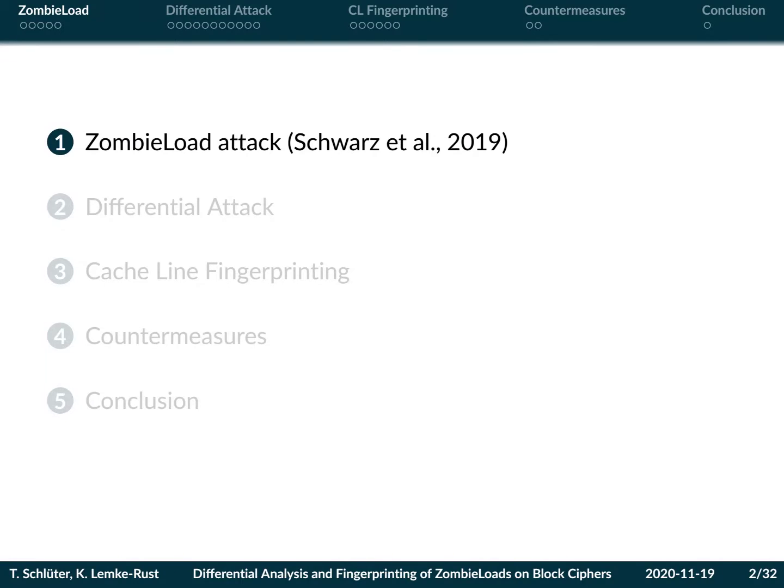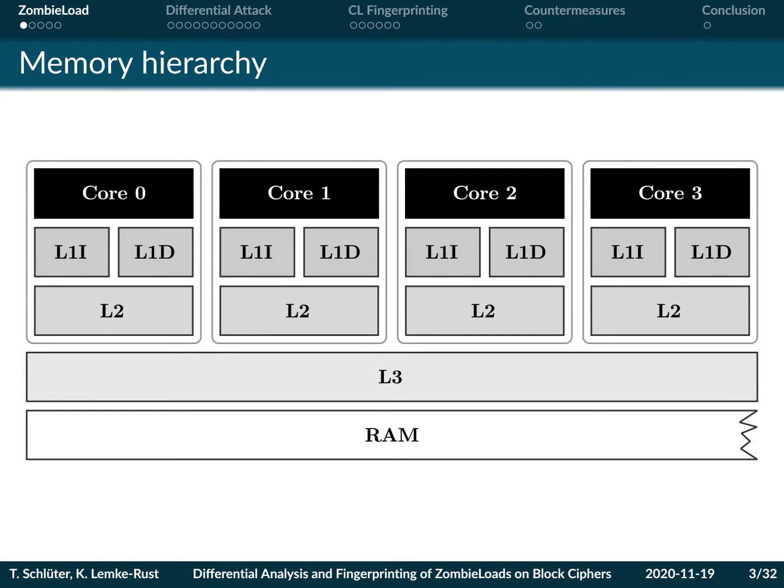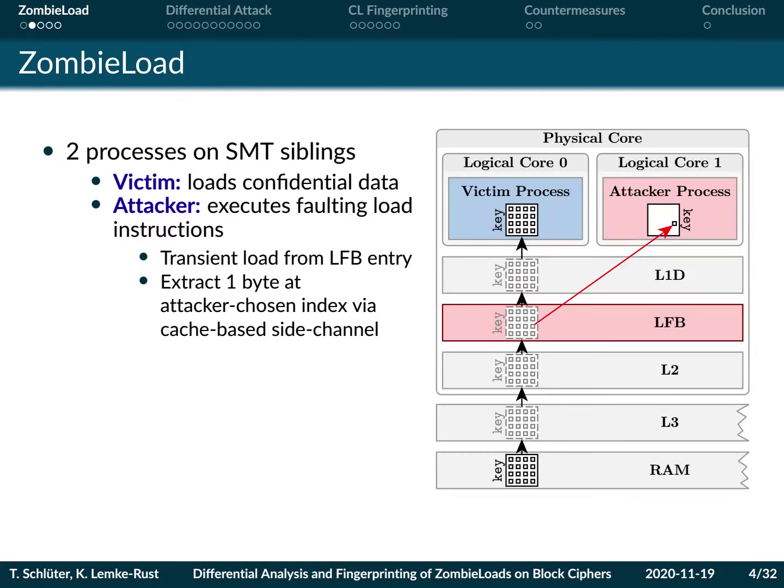I would like to start with a short recap of the ZombieLoad attack, which was initially introduced by Michael Schwarz et al. in 2019. I'm sure you all know this kind of memory hierarchy, which is quite common in modern PCs. If you load a value from memory, it goes through all the different cache stages you can see on the slide, and on Intel CPUs, there is an additional stage between level 1 and level 2 cache, which is a line fill buffer. The ZombieLoad attack targets this line fill buffer.